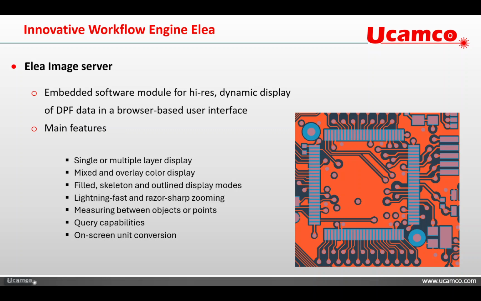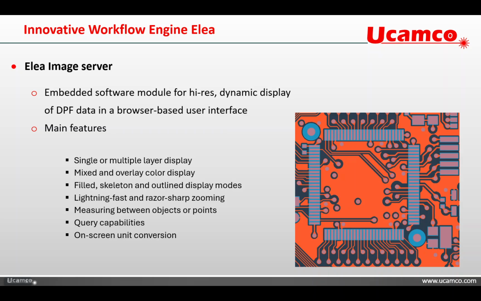The main features of this image server, so what can it do for us? It is basically giving us the opportunity to display a single layer or multiple layers, and while doing so, it will generate mixed colors or overlay colors. Using this technique, we can do filled view or skeleton view or outline view as display modes, as you may know from the UCAMX WE application, for instance. It does lightning fast zooming, and the image after zoom remains razor sharp, because again, you're not zooming in on a static image that was generated based on a bitmap or something. This is really the DPF data.